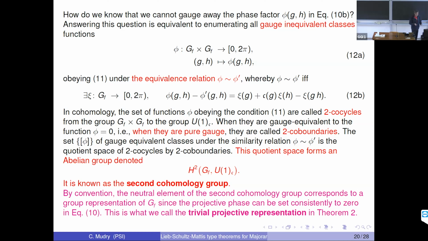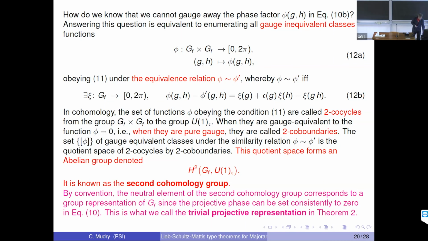Gauging is done as follows. You ask if there exists a function psi from GF into the interval 0 to 2 pi, such that phi and phi prime only differ by this combination of psi's. If there exists such an object psi, which is a function from the group to the circle, then you say that phi and phi prime are gauge equivalent. Then the question is whether phi is gauge equivalent to 0 everywhere on the group.